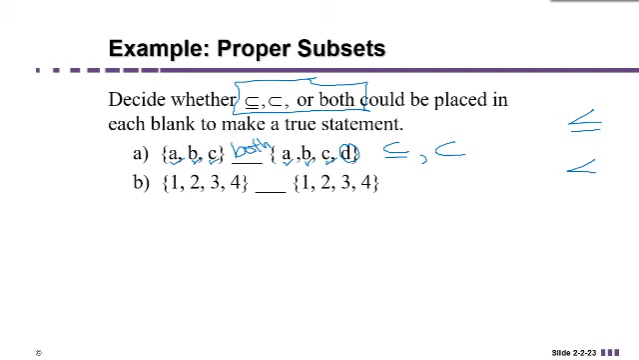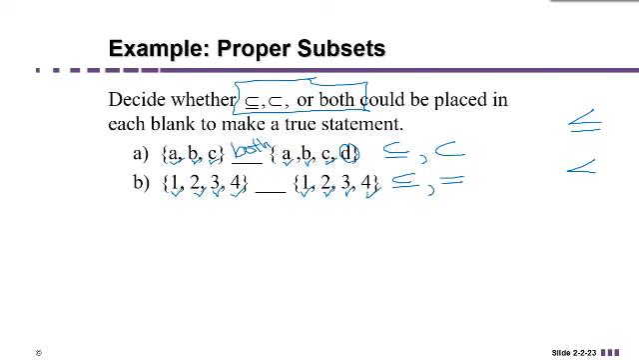How about part B? First, is it a subset? So is the 1 in here? Yes. Is the 2 in here? Yes. Is the 3 in here? Yes. Is the 4 in here? Yes. This is a subset. Okay, is it a proper subset, part B? No, that's right. It's not a proper subset because it's equal to.